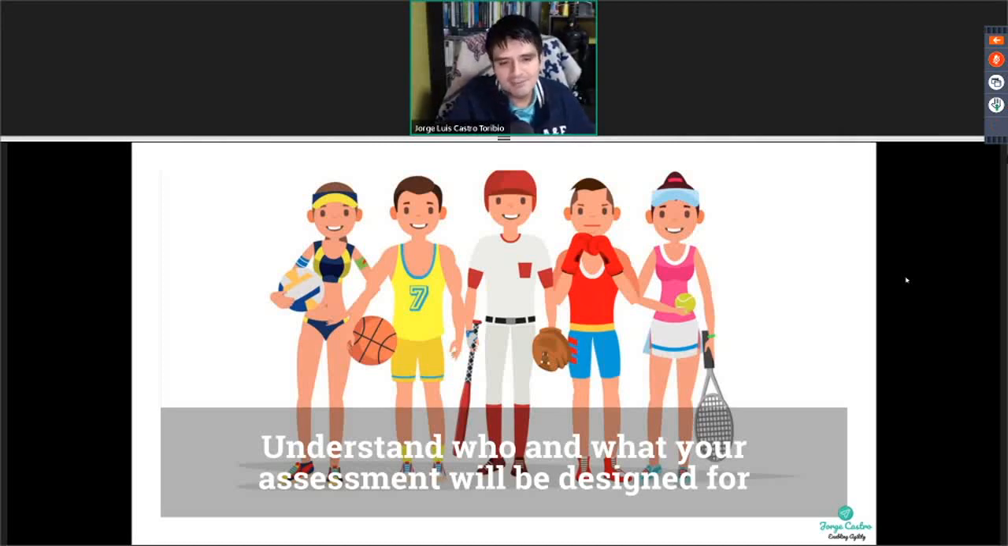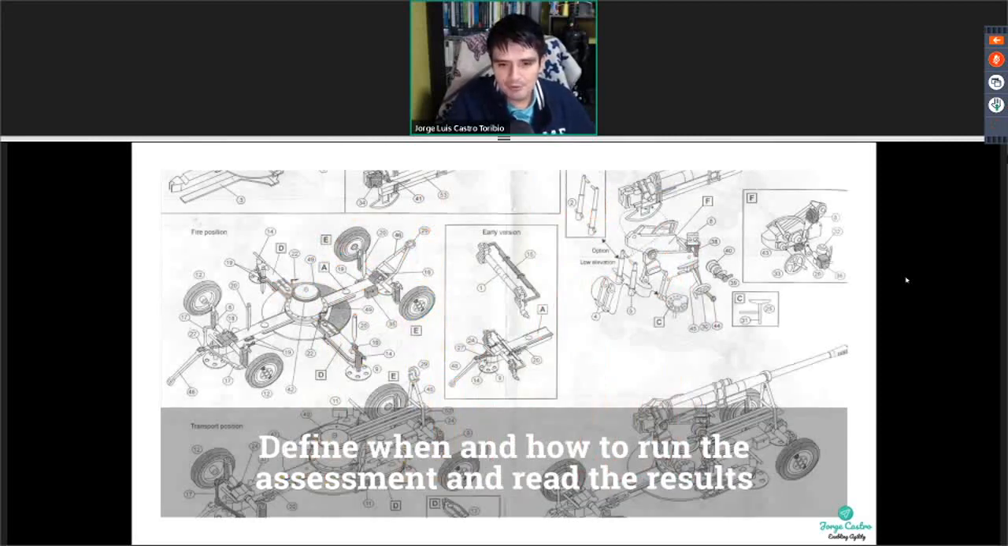Okay, define when and how to run the assessment and read the results. Make it simple, as I said. It's important that you define the periods of time that you are going to run your assessment. And it's quite important that if you want the assessment to become a self-assessment, you need to explain to the team members how to read the results, right? So it's quite important that the teams understand how to read the results, how they can find their strengths and weaknesses, so it can be an input for them to improve on learning. Okay, so that is quite important. Make it simple. Make it really simple. Make it easy to understand.